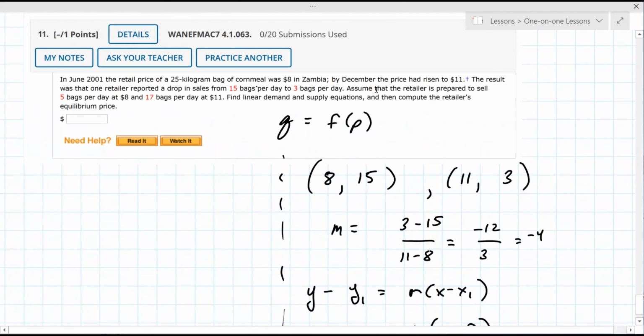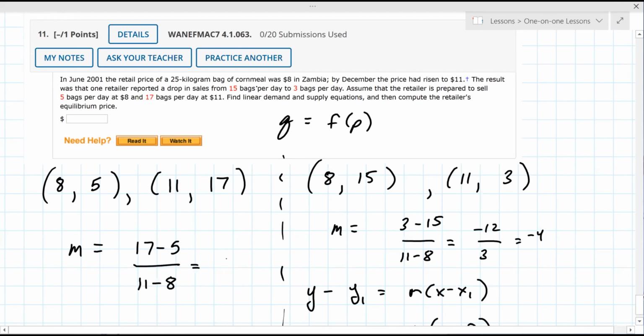Then it says the retailer is prepared to sell 5 bags per day at $8 and 17 bags per day at $11. Again, the price is 8 and the quantity is 5, and then $11 and the quantity is 17. So we'll do the same thing here. We'll find the slope of this equation. That's 17 minus 5 over 11 minus 8, 12 over 3, which equals 4.